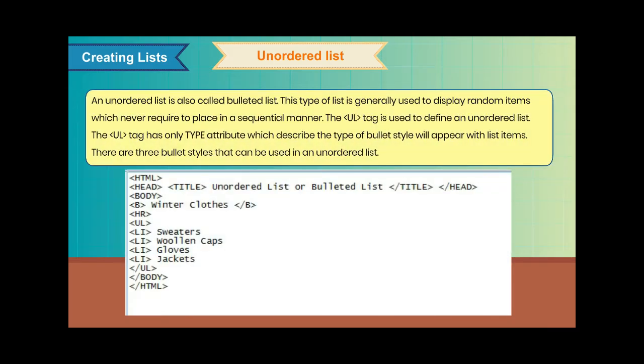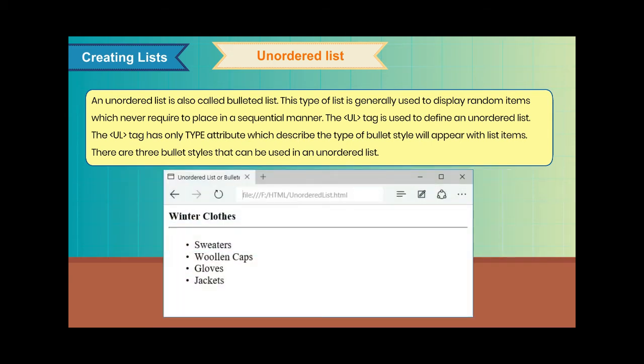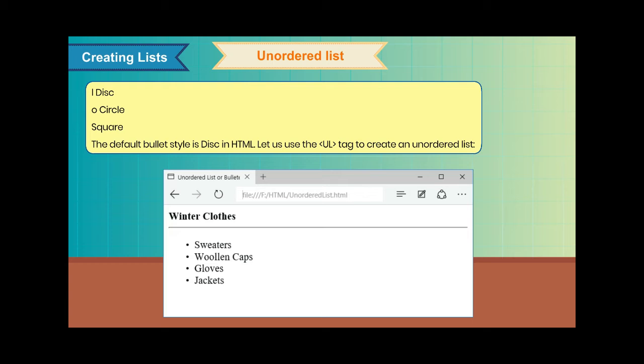Unordered list. An unordered list is also called bulleted list. This type of list is generally used to display random items which never required to place in a sequential manner. The UL tag is used to define an unordered list. The UL tag has only type attribute which describes the type of bullet style which will appear with list items. There are 3 bullet styles that can be used in an unordered list: disk, circle, square. The default bullet style is disk in HTML. Let us use the UL tag to create an unordered list.